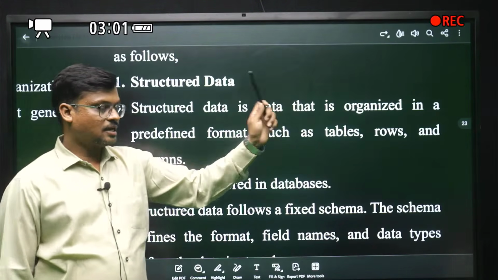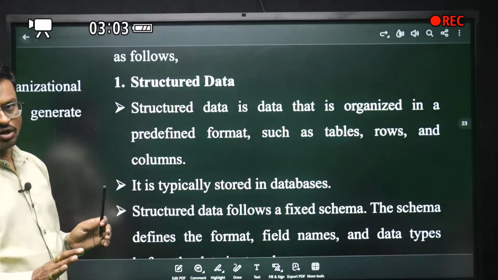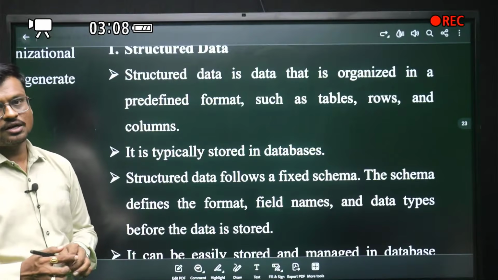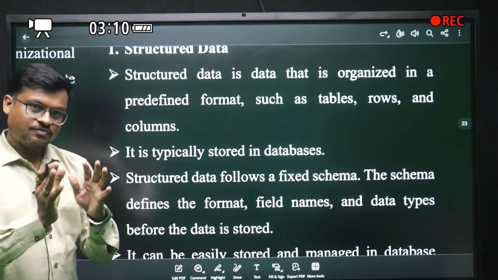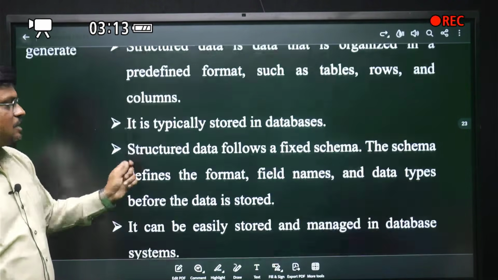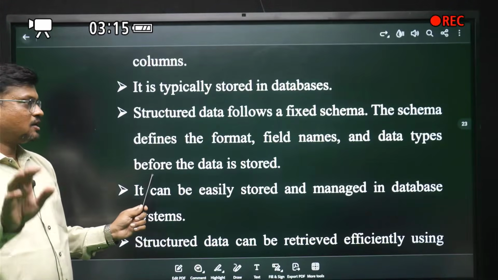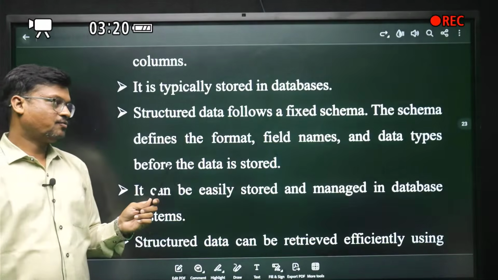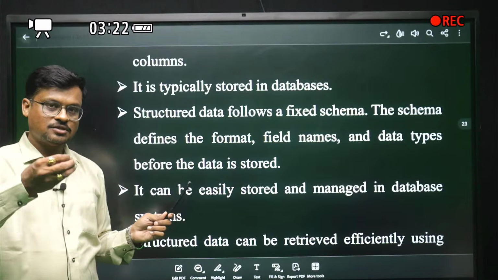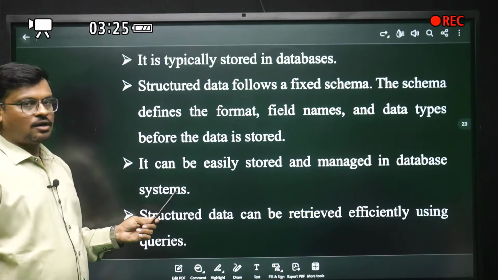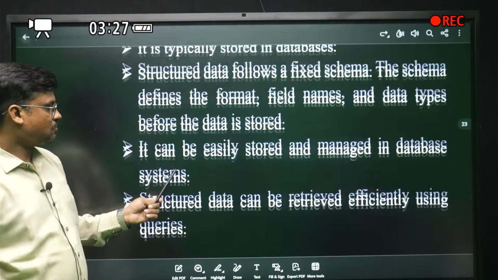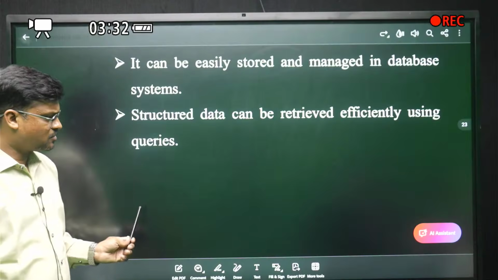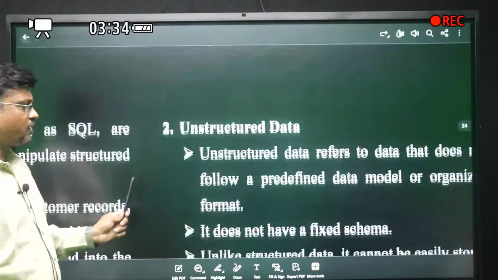Structured data is the data that is organized in the form of rows and columns such as tables. Okay, the structured data is organized in the form of rows and columns, that is tables, which has a fixed schema, which has a defined schema, right? It is typically stored in your relational databases. As I said, it has a fixed schema. The schema defines the formats, field names, data types, integrations. All those things are fixed. It can be easily stored and managed in the database because it is in the form of rows and columns, and your SQL supports the best query management system.